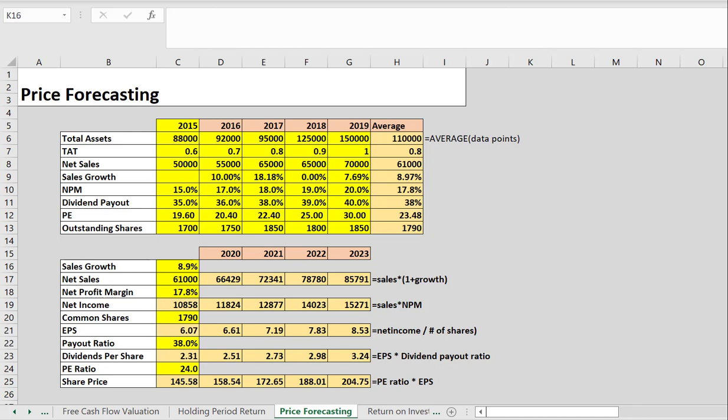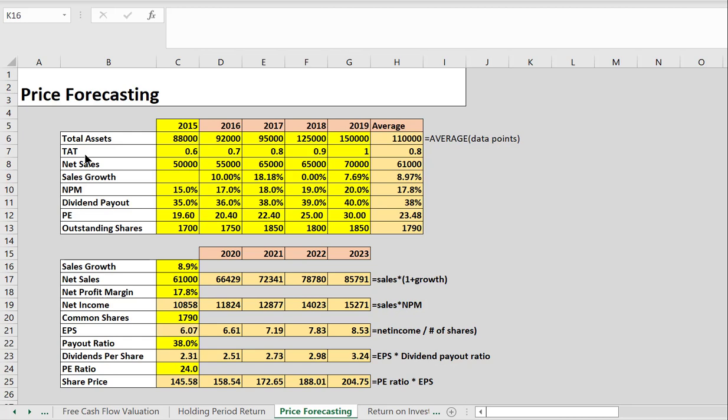In this short video, let's talk about how we might predict prices in the future, price forecasting. So here we have some historical information from our company. You know, total assets, the total asset turnover ratio. We need to know net sales. What do we expect sales growth, or what was sales growth that year?